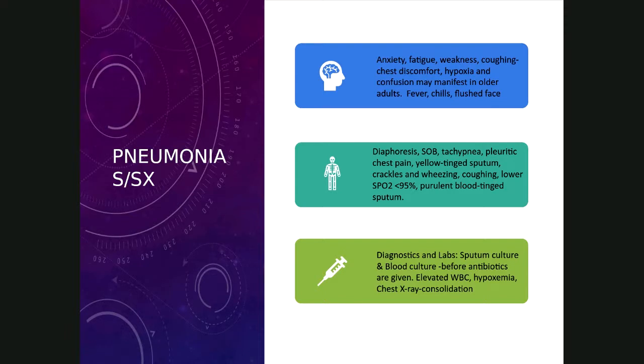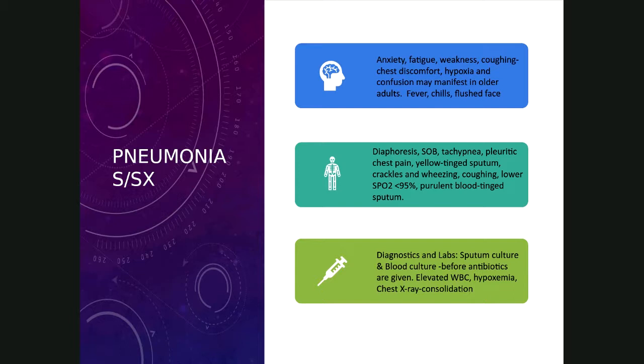Thank you, guys. You have tachypnea. You have pleuritic chest pain. You're going to have yellow tinged sputum. And again, with your lung sounds, you'll have the crackles and the wheezing. We've already said coughing. Oxygen levels usually drop below 95. And because you're coughing so much and your throat and lungs are irritated, you can have purulent blood tinged sputum. Okay, so how do we diagnose pneumonia?